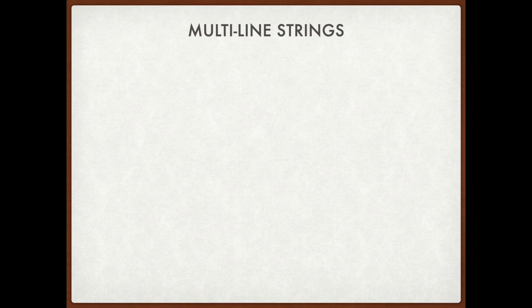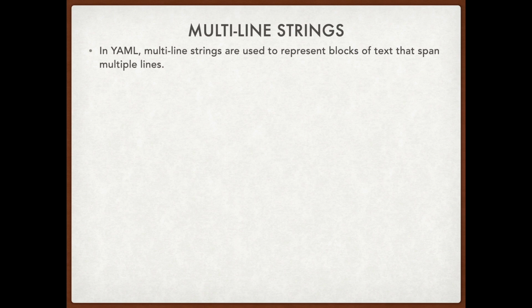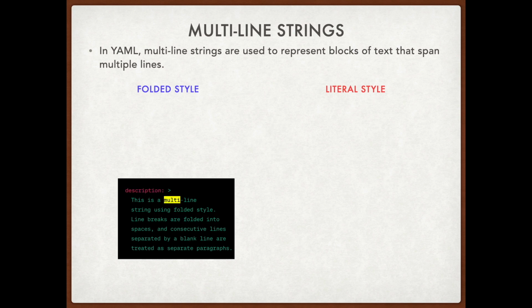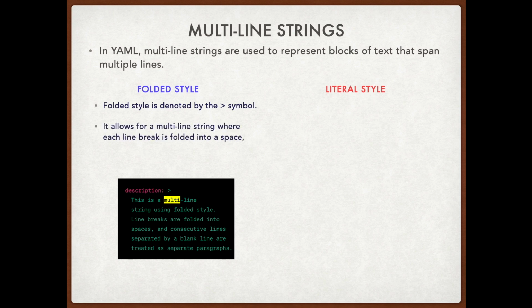Multi-line strings. In YAML, multi-line strings are used to represent blocks of text that span multiple lines. There are two types of multi-line strings in YAML, folded style and literal style. Folded style is denoted by the greater than symbol. It allows for a multi-line string where each line break is folded into a space, and consecutive lines separated by a blank line are treated as separate paragraphs.